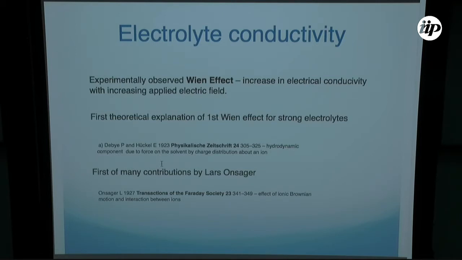So we're talking about 1920s physics here, hence the gray hair, right? The experimentally observed Wien effect: you have an increase in electrical conductivity with increasingly applied electric field. So you have a zero field response. You can write, say, that the current is sigma times E, but sigma itself depends on E, the electric field. And actually, the conductivity is bigger, so sigma of E is a function which increases. This is called the first Wien effect.